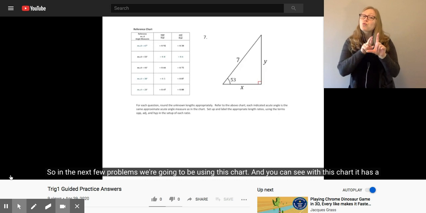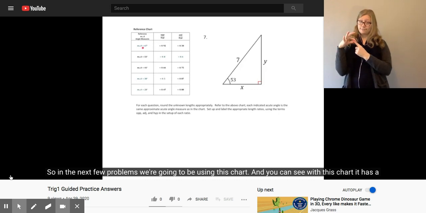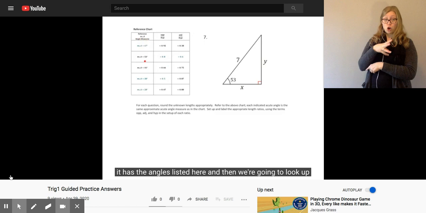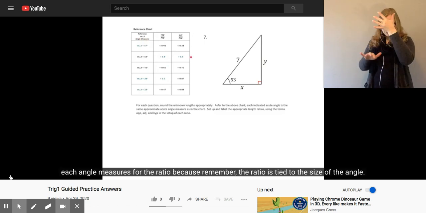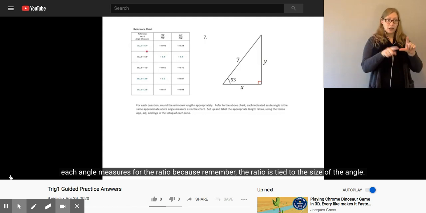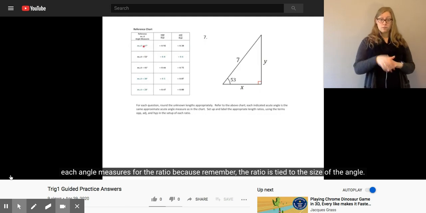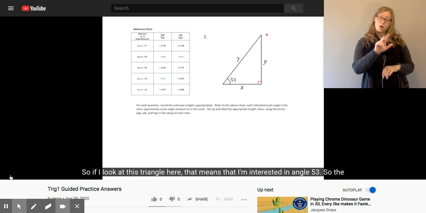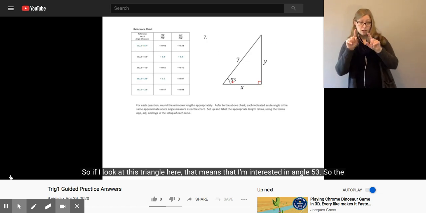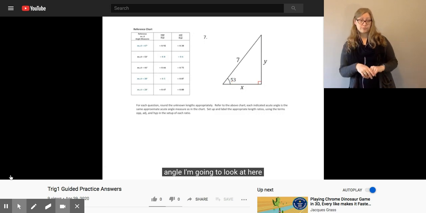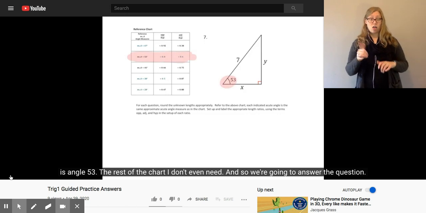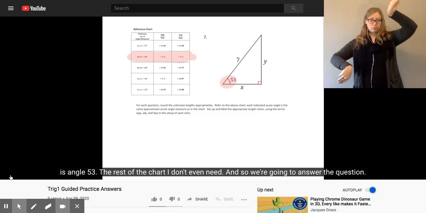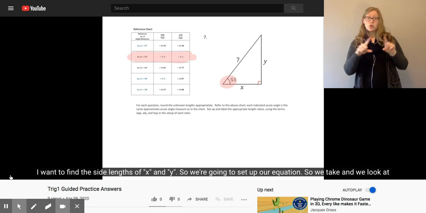In the next few problems, we're going to be using this chart. It has the angles listed here, and we're going to look up each angle measure for the ratio, because remember, the ratio is tied to the size of the angle. So if I look at this triangle here, I'm interested in angle 53. The rest of the chart I don't even need. And so we're going to answer the question: I want to find the side lengths of x and y.